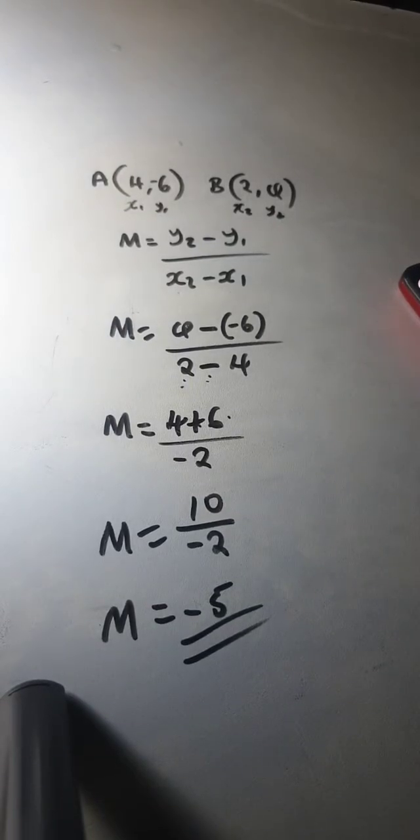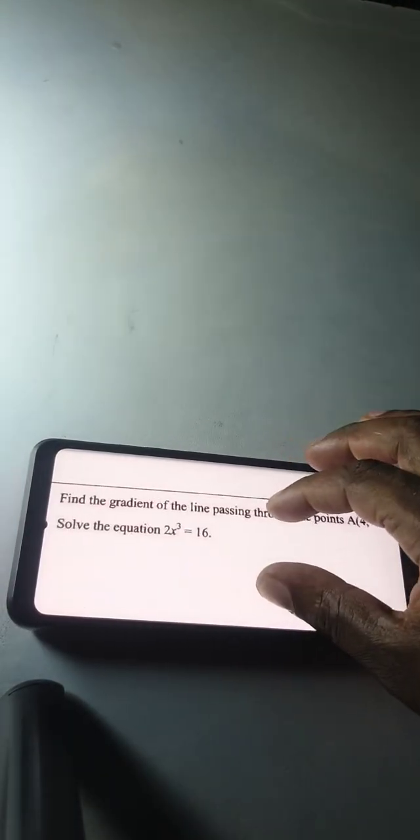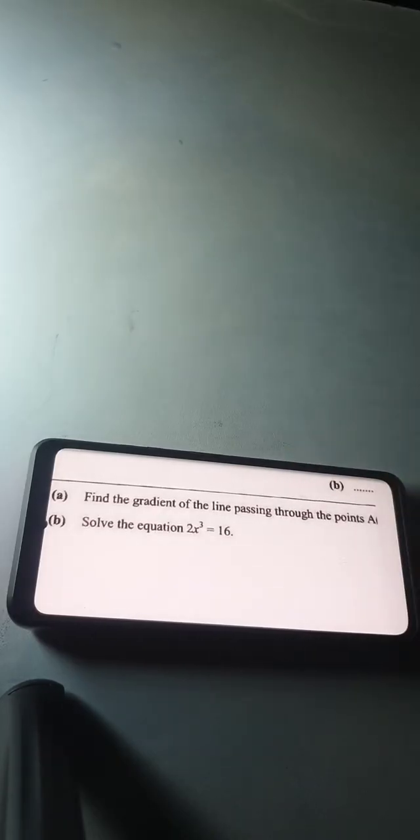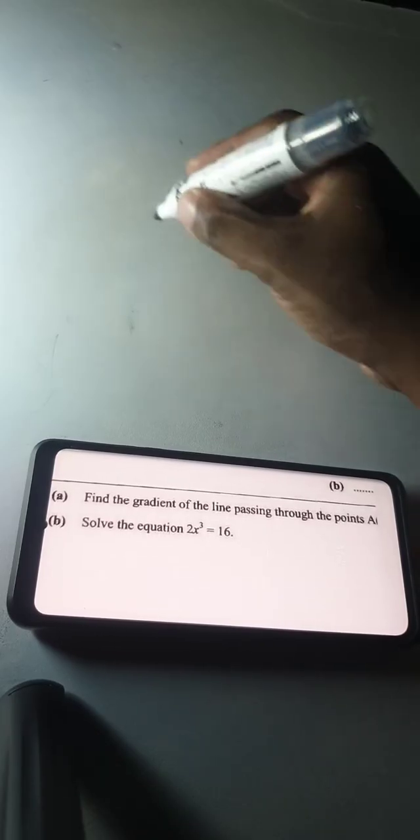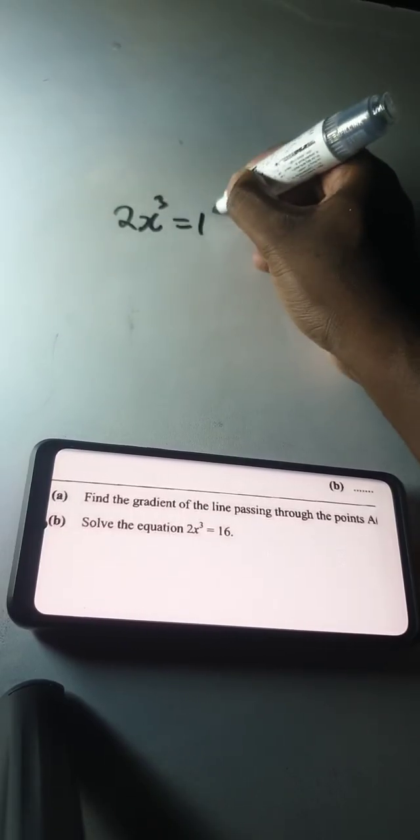Question number 12b, real quick. Question number 12b, it's under algebra. We're being asked to solve, all right? Is it algebra? No, indices. Yeah, it's indices. So we've been asked to solve. What are we solving? We are solving 2x to the power 3 equal to 16.